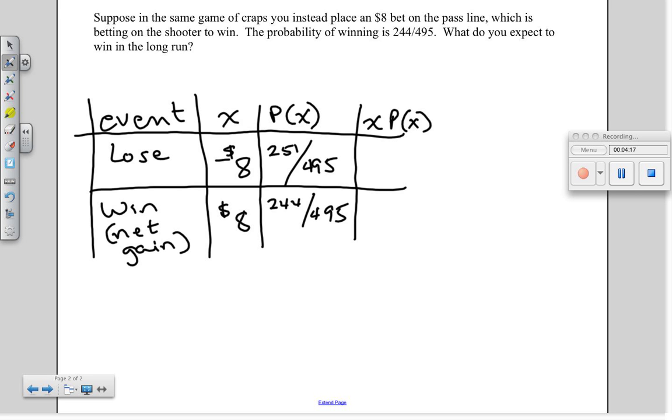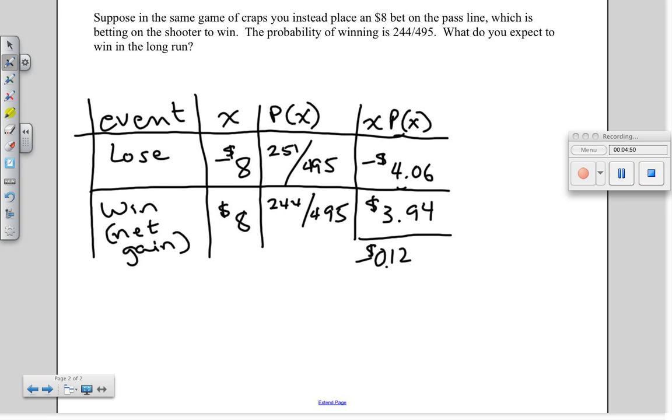Again, you're going to take X times P of X to find your expected value. So negative 8 times 251 over 495 is negative $4.06. And 8 times 244 over 495 is positive $3.94. That gives you a total of negative 12 cents.